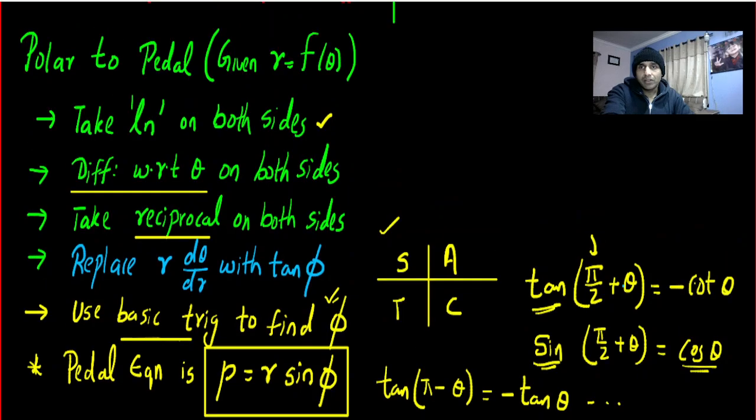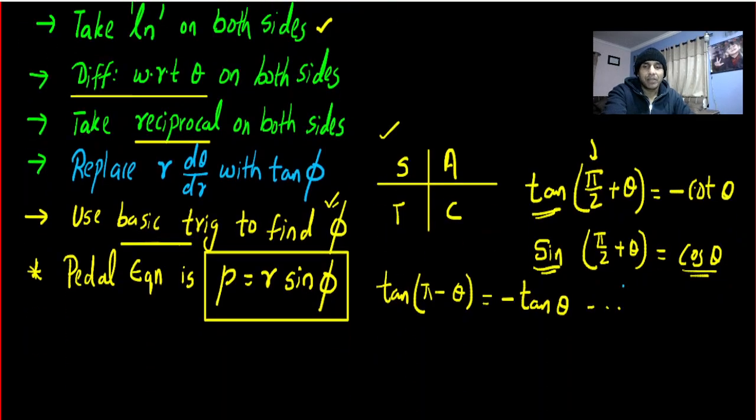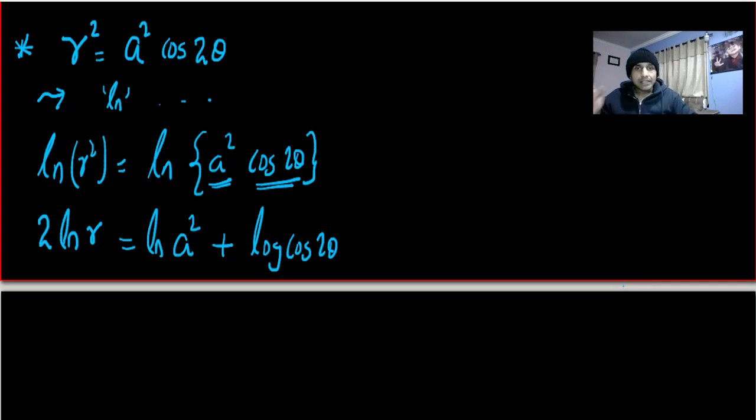So we're going to get log a square plus log cos 2 theta. That's the end of step number 1. Take log. Now what should I do? In your examination you have to write the instruction. So I'm going to write: differentiating both sides with respect to theta.